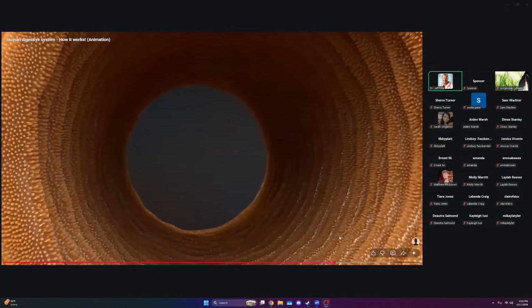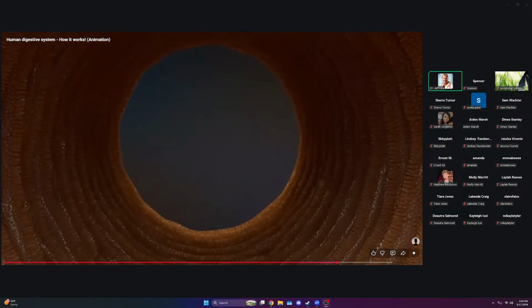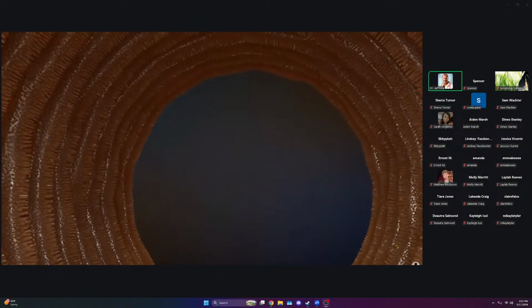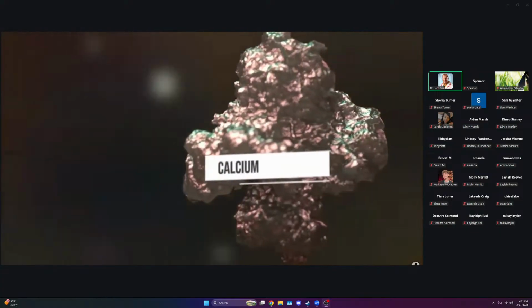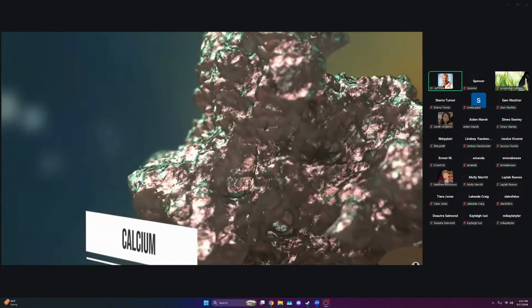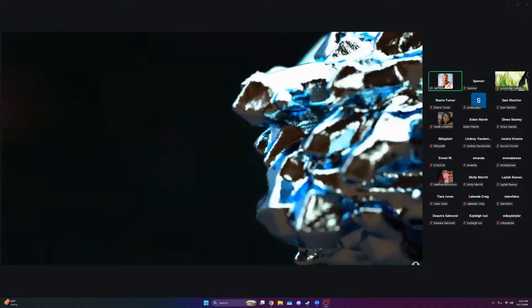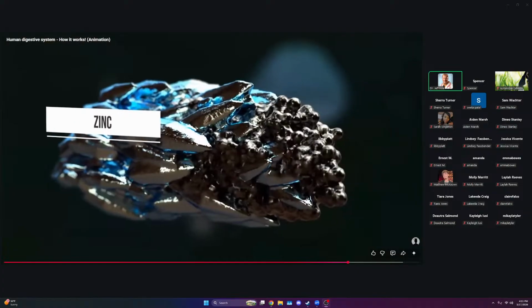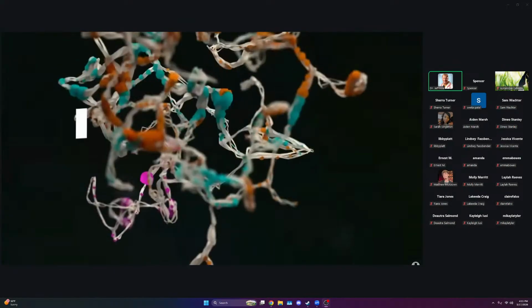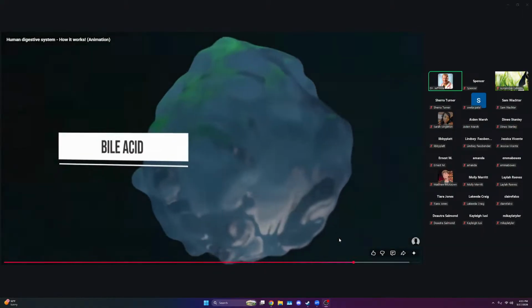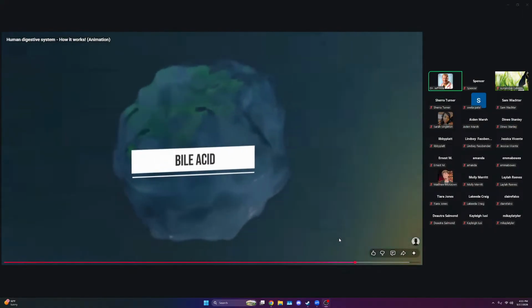The last part of the small intestine is the ileum. It does not have, unlike the duodenum and jejunum, circular folds. The ileum absorbs electrolytes, such as calcium, for building bones, hair, and teeth. Trace elements, such as zinc, for sperm production and the immune system. Vitamins, such as B12, for the formation and maturation of red blood cells. And remaining bile acid, which is transported back to the liver via the bloodstream.